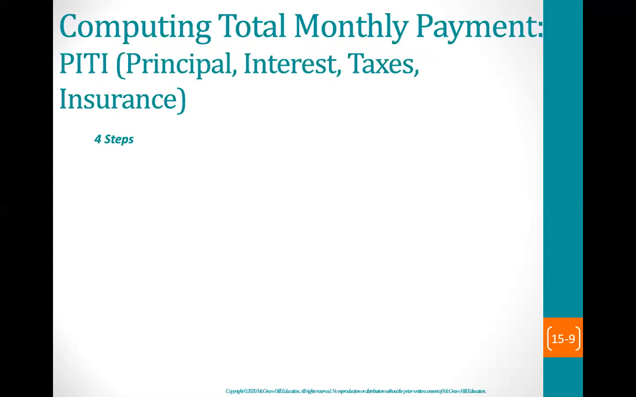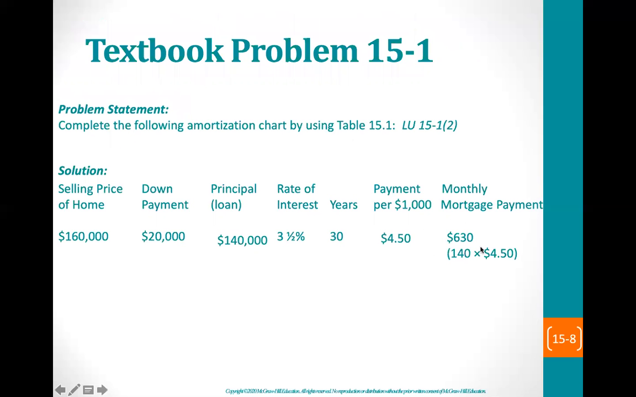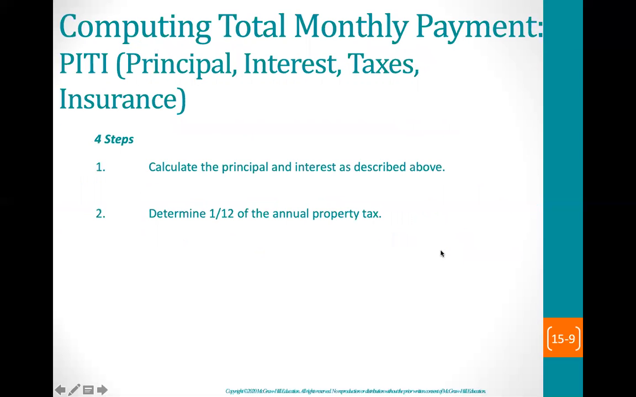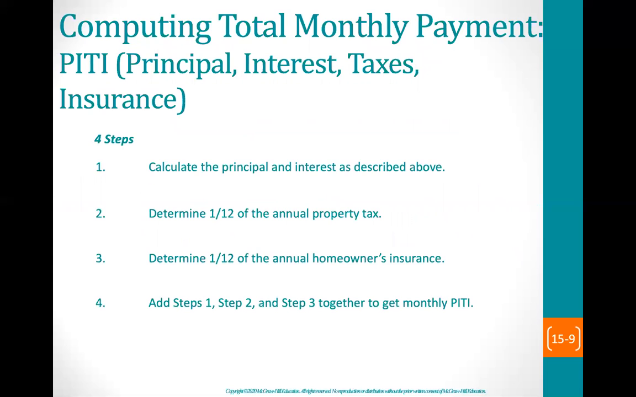Now, lenders typically, when you're paying on your house, you don't just pay the loan. You're also required to pay taxes and insurance. So when this is all added together, it's called PITI: principal, interest, taxes, and insurance. The four steps for calculating the PITI are to calculate principal and interest as we just did, so in the previous example, the principal and interest amount is $630. Determine 1/12 of the annual property tax. Determine 1/12 of the annual homeowner's insurance, and add all three of those numbers together to get the monthly PITI payment.